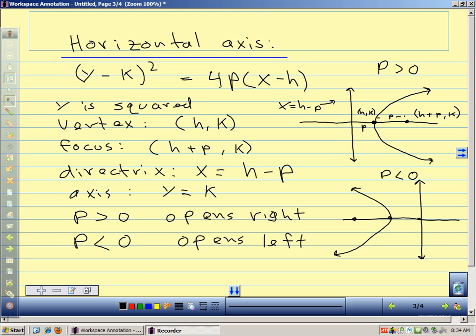So all I want to do now is just do a couple of examples using this standard form with parabolas. Any questions before we move on? All right.